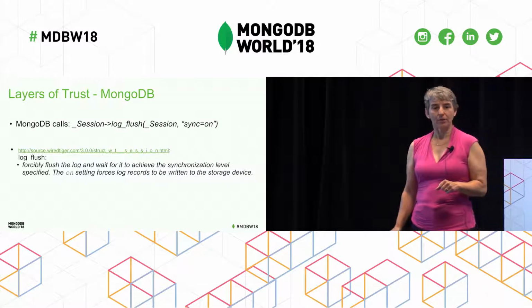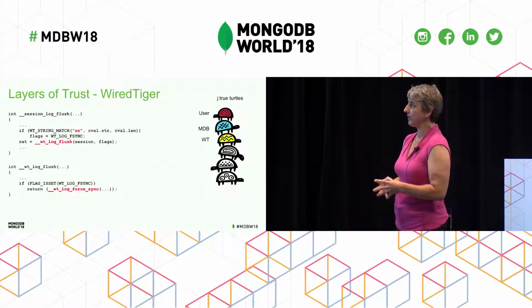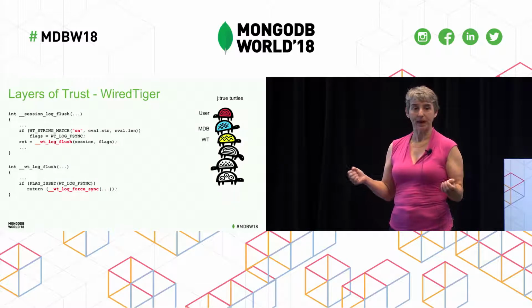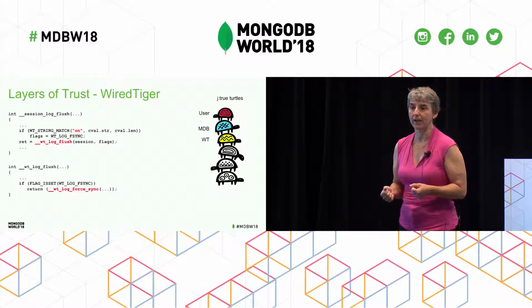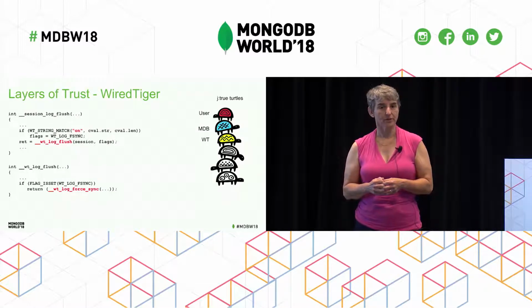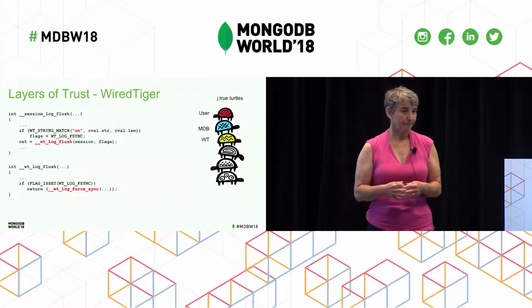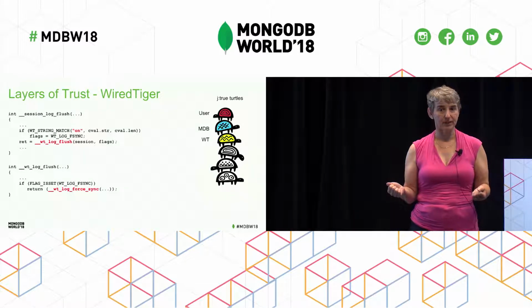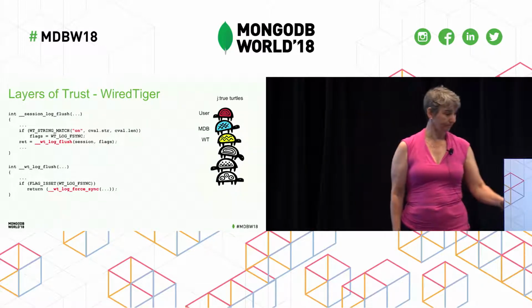So now let's wander through the layers of the WiredTiger source code. When we come into the log_flush, if we match the on string for our configuration string, we set a flag called fsync. And then we call an internal WiredTiger log_flush function. In that function, if that flag is set to fsync, we call another function that forcibly syncs the log.